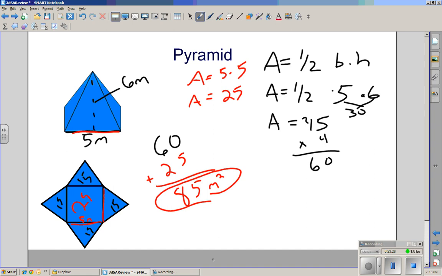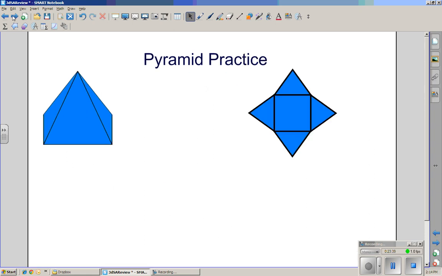There's my answer. So for pyramids, just summing it up very easily, you find the area of a triangle, multiply that by 4, and then find the area of your base and add that together. Please try this one on your own. We will have my base be 6 feet and the height of my triangle 7 feet. Pause it now and get after it.